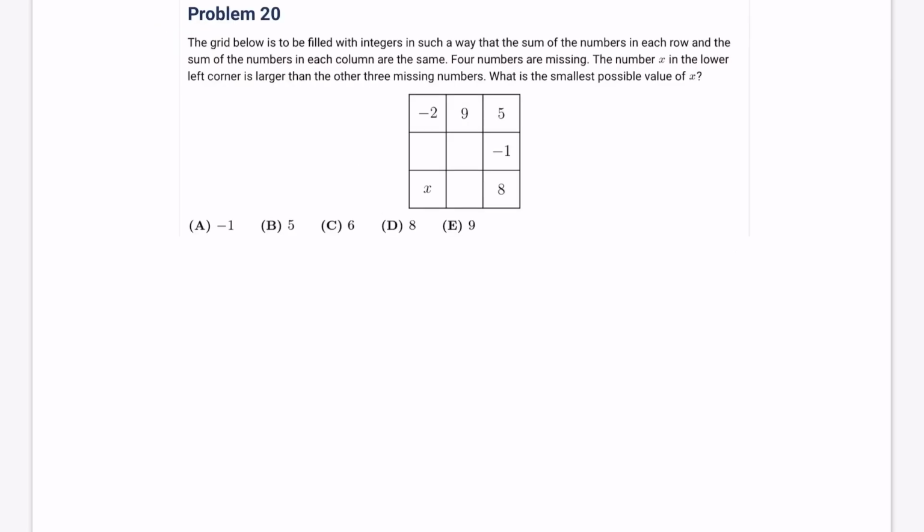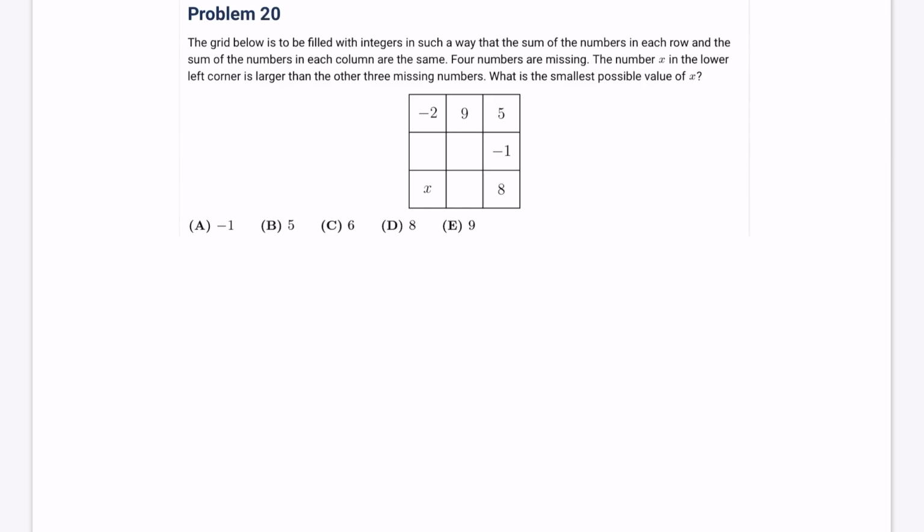Problem 20. The grid below is to be filled with integers in such a way that the sum of the numbers in each row and the sum of the numbers in each column are the same. 4 numbers are missing. The number x in the lower left corner is larger than the other 3 numbers missing. What is the smallest possible value of x?